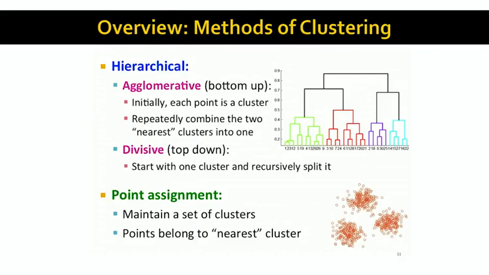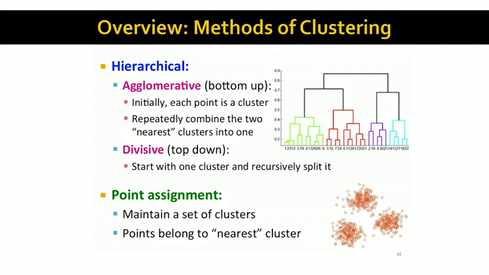Now that we understand distance measures, here's an overview of the important methods of clustering. The two important methods of clustering are hierarchical methods and point assignment methods. And within hierarchical methods, we can either go bottom-up or top-down. Bottom-up methods, or agglomerative methods, start with each point in a cluster by itself. Now, once we have each point in a cluster by itself, we repeatedly combine the two nearest clusters into a single cluster. And we stop at some point and we have a set of clusters.